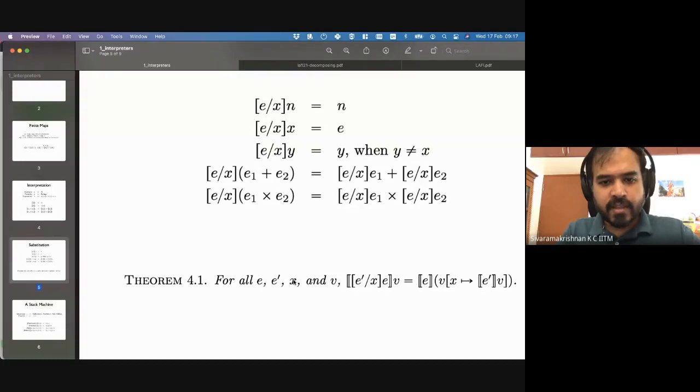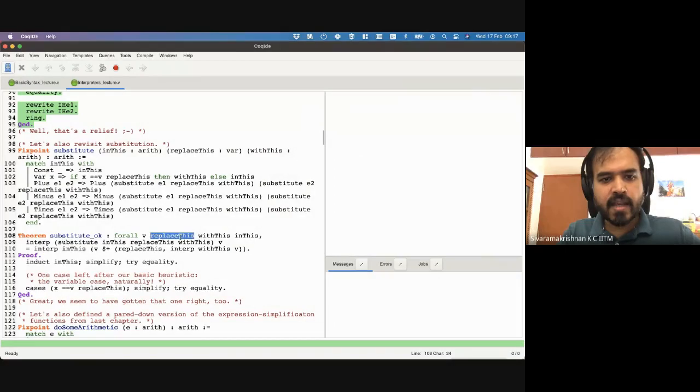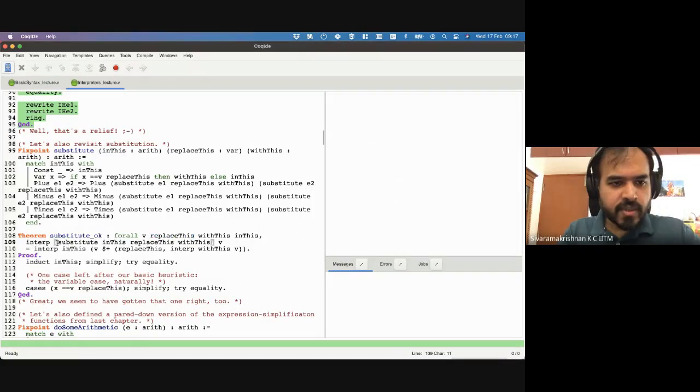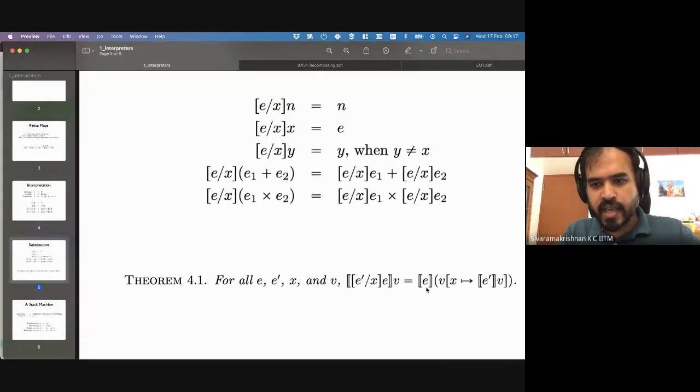With this is the e prime, right? And replace this, that's the variable, that is x. Here what we're doing is we are first doing the substitution, and then interpreting that in v. And here we are saying first interpret e prime and extend the valuation map with this new binding.